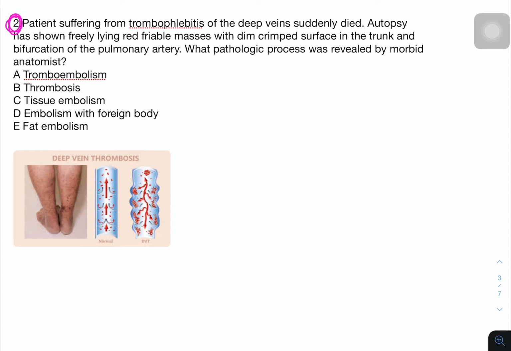The second question says that the patient is suffering from thrombophlebitis. Where is the thrombophlebitis? In the deep veins, and he died suddenly. Now what has happened? Autopsy showed free lying red friable masses with a dim crimped surface in the trunk and bifurcation of the pulmonary aorta. Now what pathological process was revealed by the morbid anatomist?